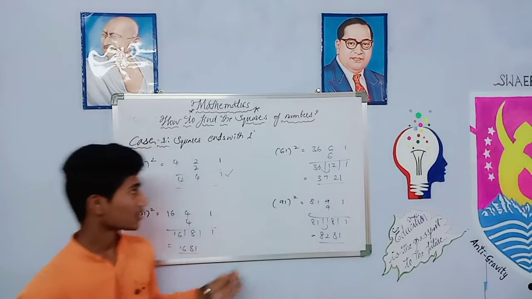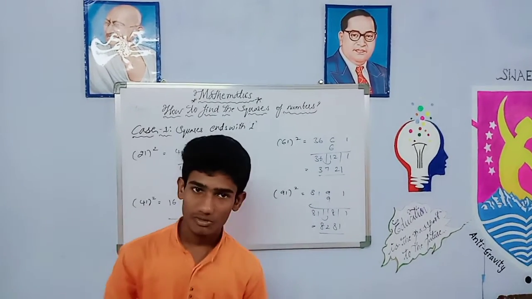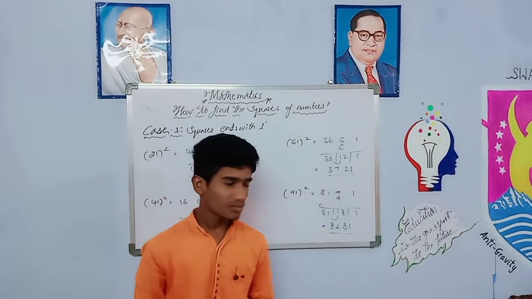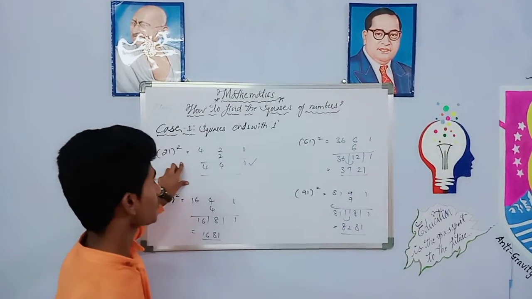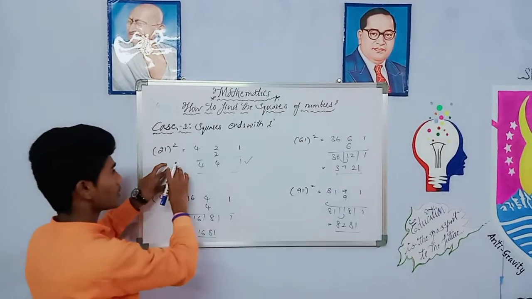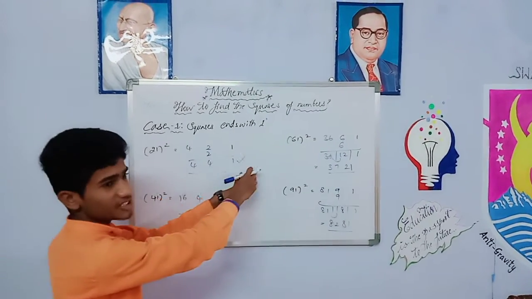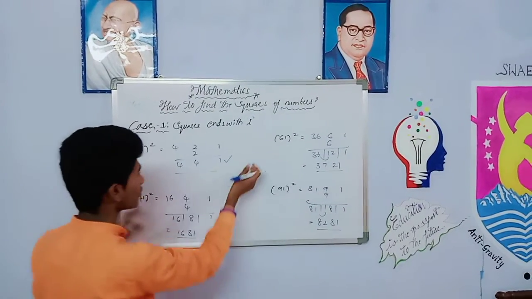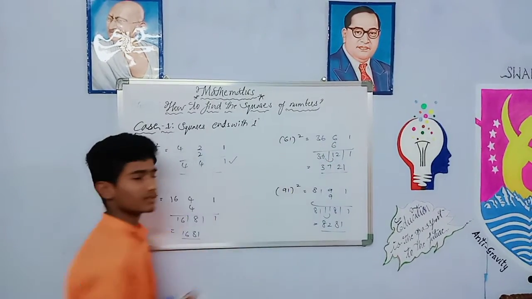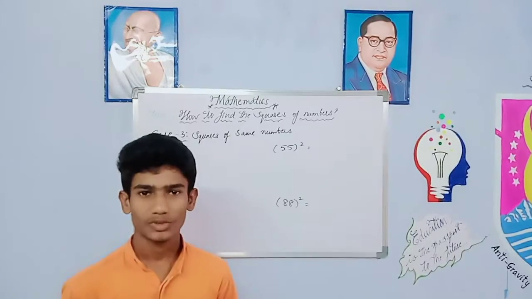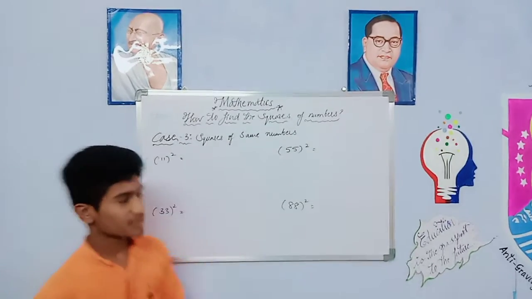8281 is the answer. Okay, I have understood case 2, the squares which end with 1. Simple, nothing more. When the squares start with 1, you have to move left to right, from 1 to the last digit square it. When the squares end with 1, you have to come from right to left, like 1, 6, 6 square.